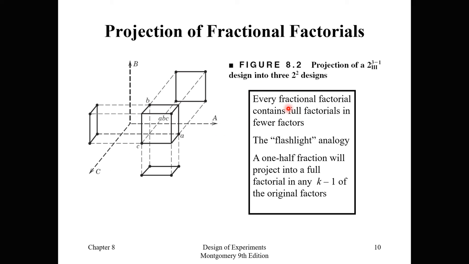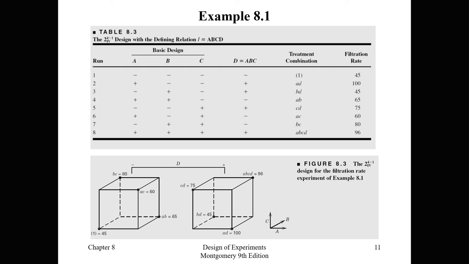As you're looking at these, every fractional factorial contains the full factorial in fewer factors. So think about our projection. We're just looking at this from different sides, and the idea is that when we look at the k-1 original factors, we're just looking at this from a different perspective, but it really contains the whole thing. It's like our flashlight is coming from one dimension looking at the other two, but it still is looking at the whole full factorial design, just with those fewer factors being involved.